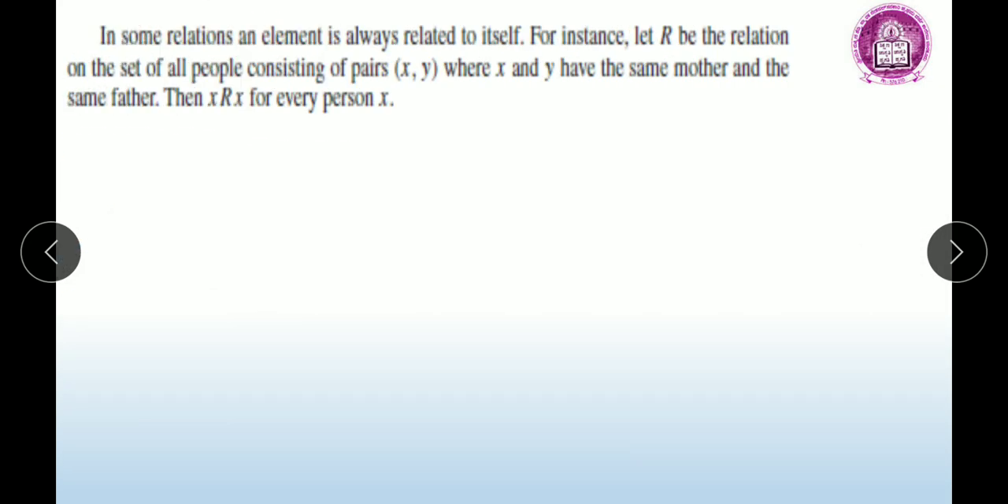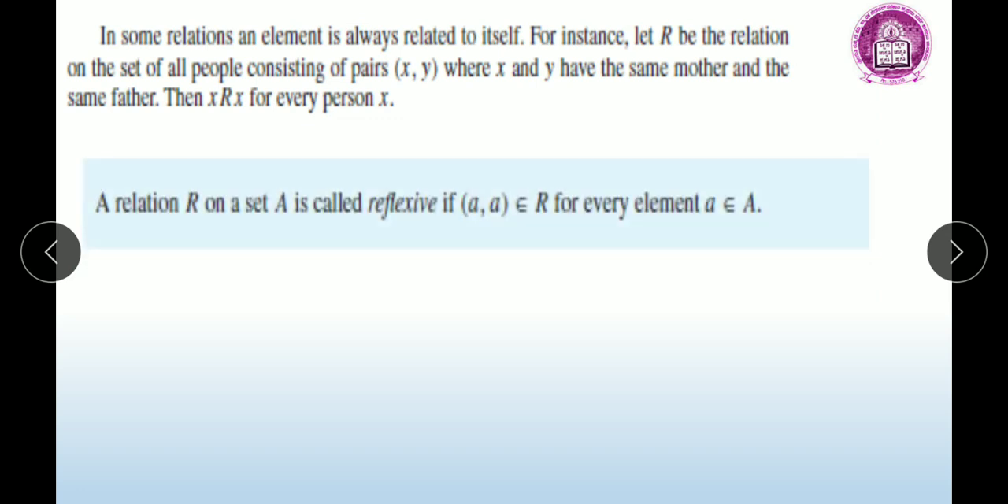In some relations, an element is always related to itself. For instance, let R be the relation on the set of all people consisting of pairs (x, y), where x and y have the same mother and the same father. Then definitely x is related to x for every person x. Such relations are known as reflexive relations. So what is a reflexive relation? A relation R on a set A is called reflexive if the ordered pair (a, a) belongs to R for every element a belonging to A.